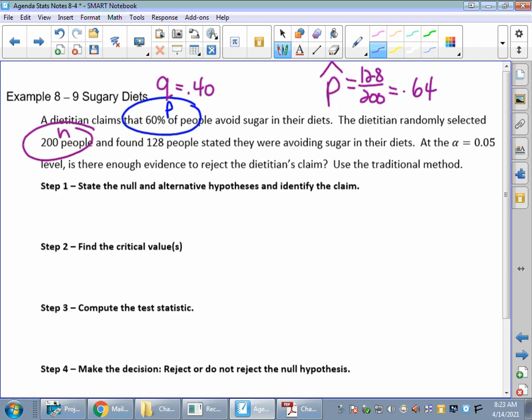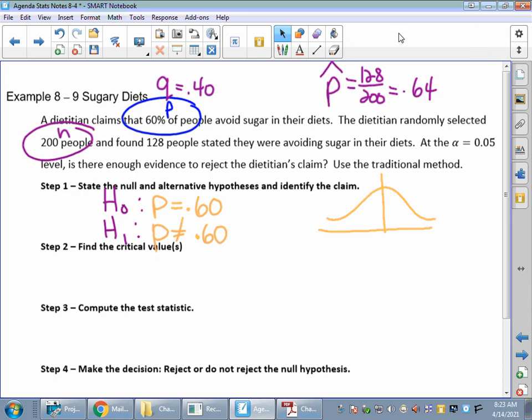So let's start by stating our null and alternative hypotheses. So our null hypothesis, we go to our p, we go to our mu, we go to our population number. So I'm going to say instead of mu equals, I'm going to say p equals 60%. Right? That's the only thing that changed. We're dealing with percentages and our proportions. Let's see. What does the dietitian claim? The dietitian claims that 60% of people avoid sugar. It doesn't say more than or less than, so we're just going to make this a two-tailed, not equal to 60%. So if we were looking at this, here's our 60% in the middle. We think that it could be on the lower or the higher end.